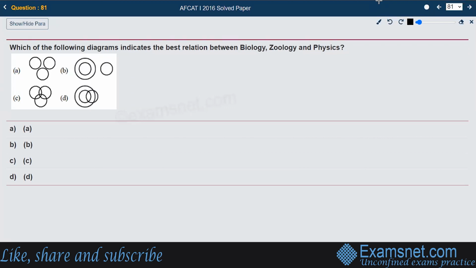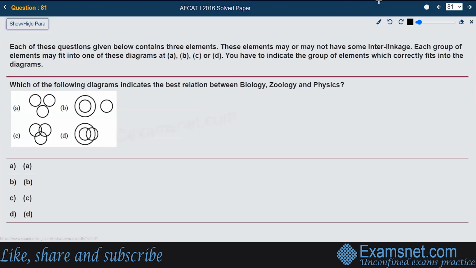Now, what we are supposed to do in these type of questions, if we read the instructions carefully, is that there are some things given. For example, biology, zoology, and physics, and in the real world we have to understand the connection between biology, zoology, and physics, and that real-time connection of these terms should be reflected in the diagram that is called a Venn diagram. So we need to understand that connection, and we need to see which out of A, B, C, or D represents the exact connection between biology, zoology, and physics.